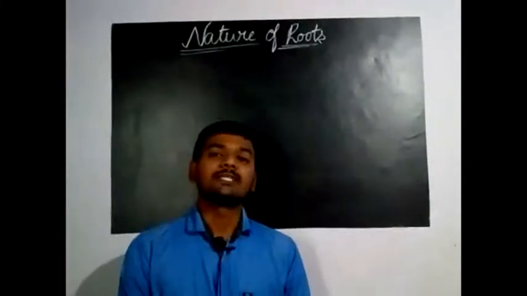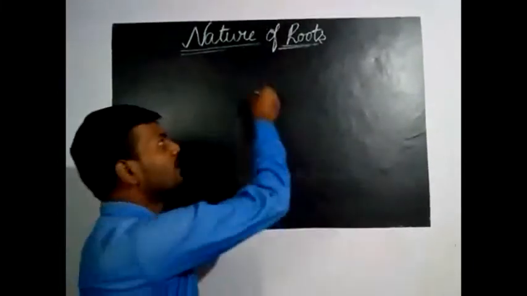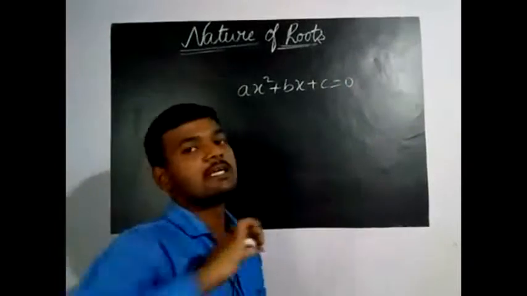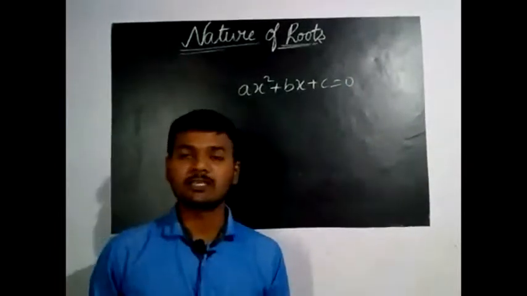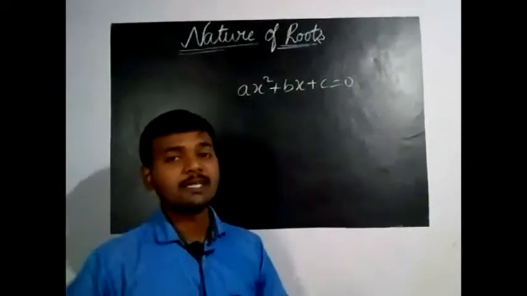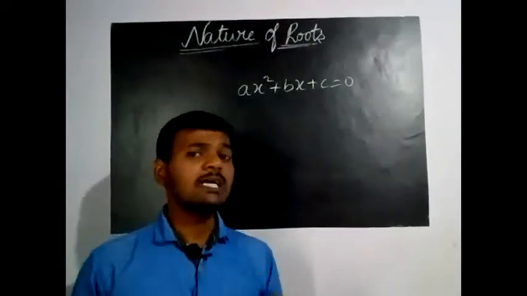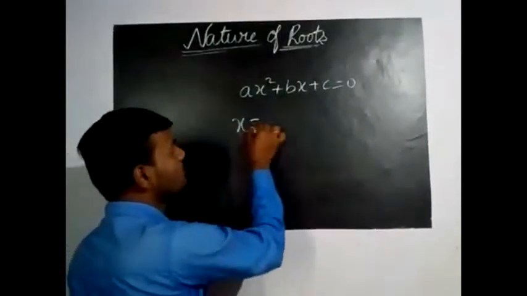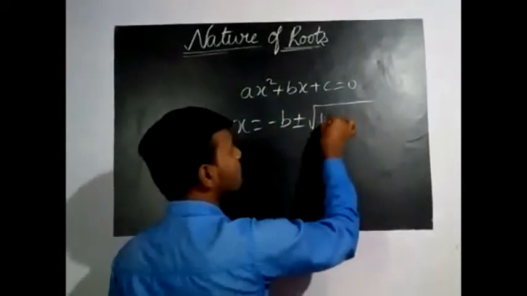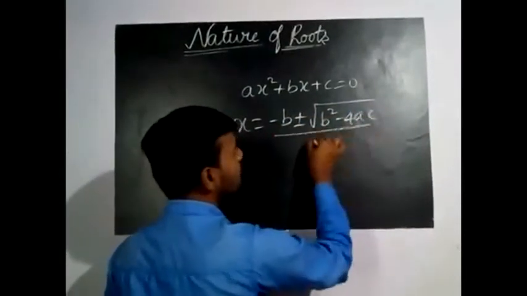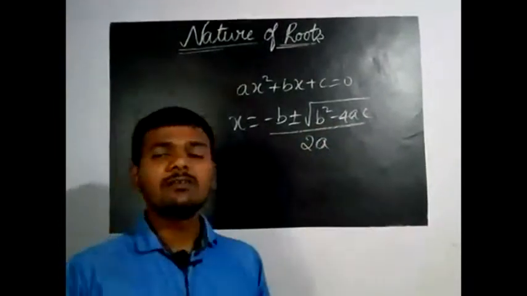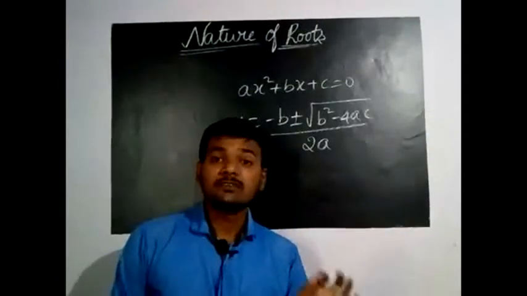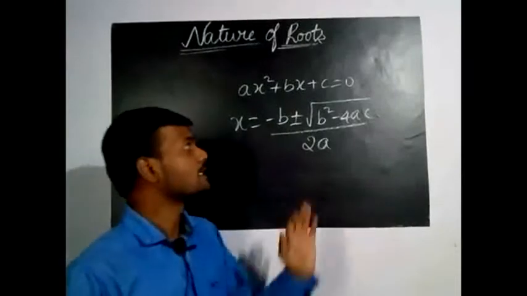So we know that the quadratic equation in the form ax square plus bx plus c is equal to 0 is the general or standard form of the quadratic equation. Here a is not equal to 0 and a, b, c are any real numbers. We also know the quadratic formula to find the roots for the given quadratic equation, that is x is equal to minus b plus or minus root b square minus 4ac by 2a. Okay, so here the nature of the roots depends on the quantity b square minus 4ac.